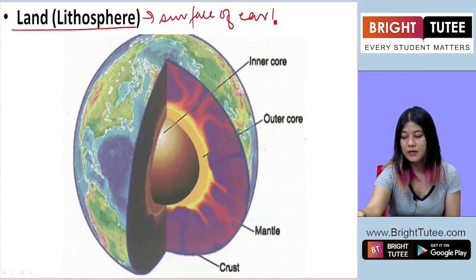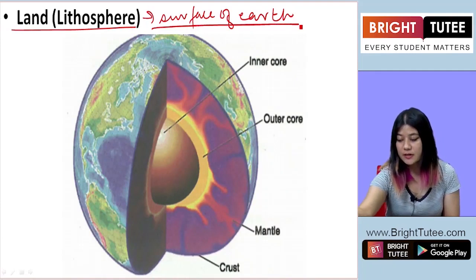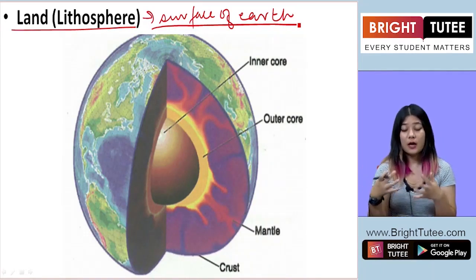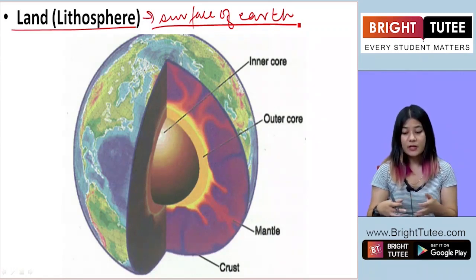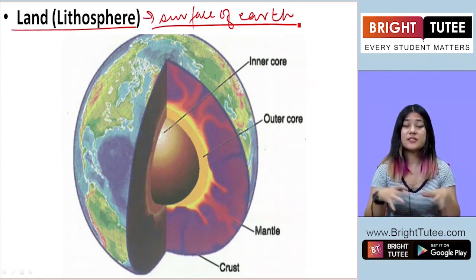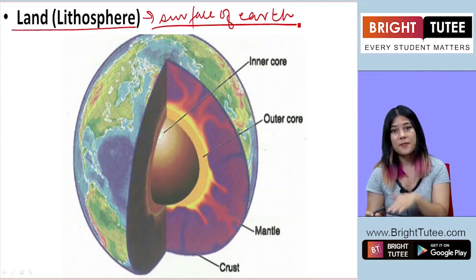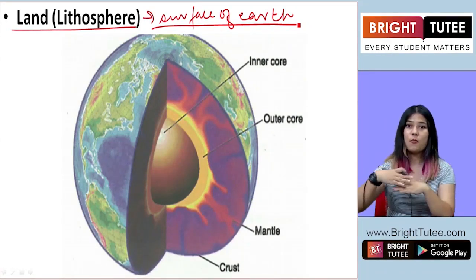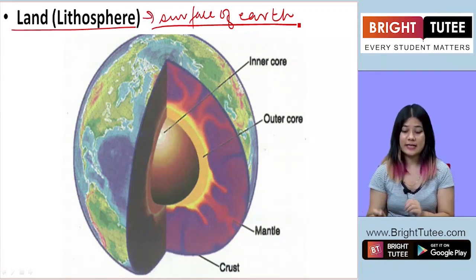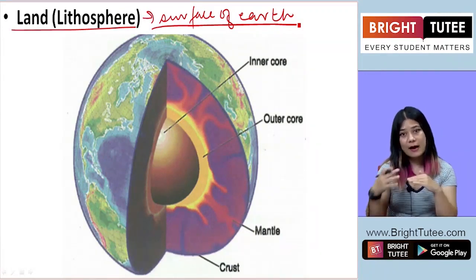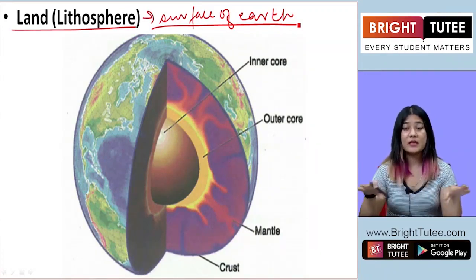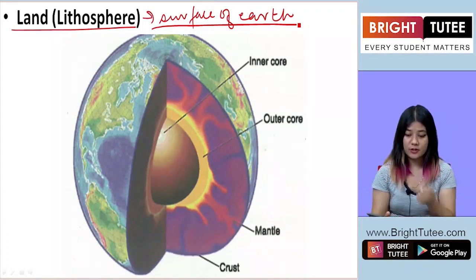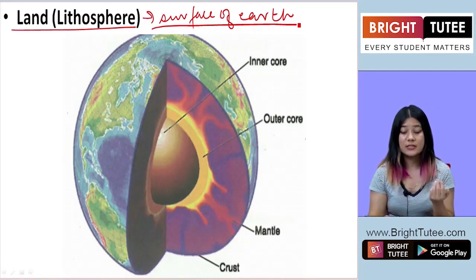Surface of the earth which is not in water. Okay, so if the surface of the earth is dry and not submerged in water, that is land. If the land is under the water, then we cannot call that a land, right? So it has to be without water. It has to be the surface which is dry without water. So that is called land.